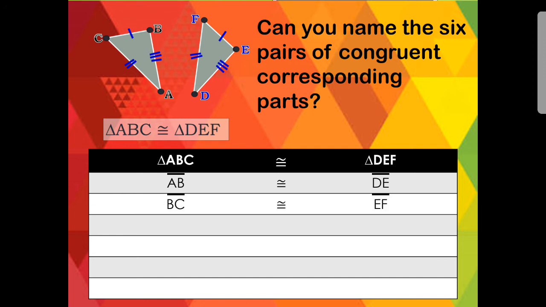The next one, side BC is congruent to side EF. Last congruent side, side AC is congruent to side DF. How about the angles? Angle A is congruent to angle D. Can you see based on the given figure, using the identical marks? Angle B is congruent to angle E. And the last one is angle C is congruent to angle F. Okay, next.